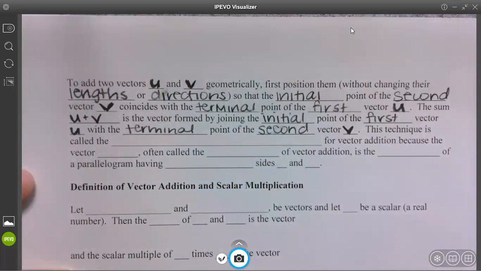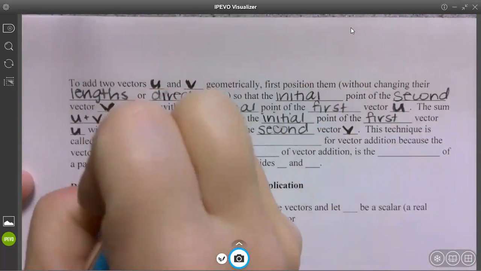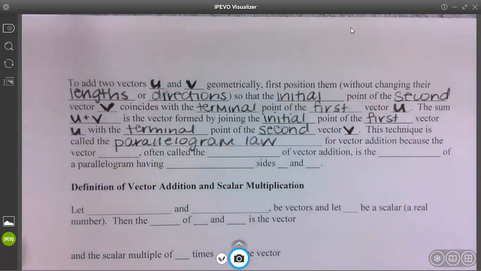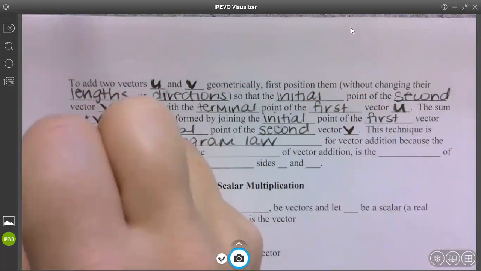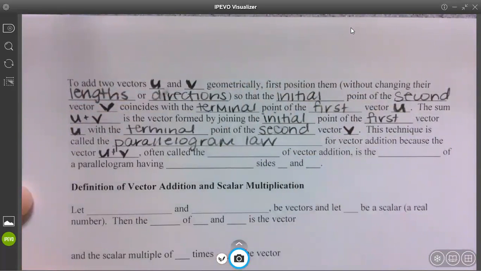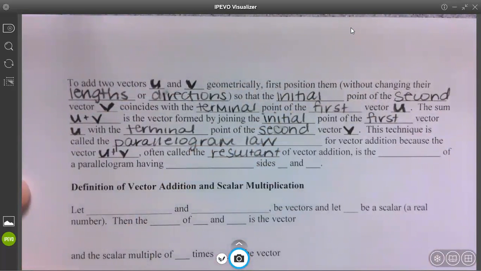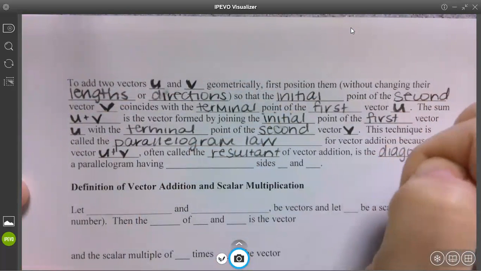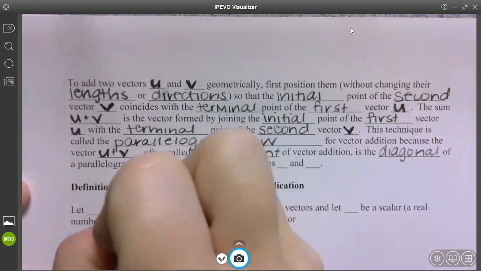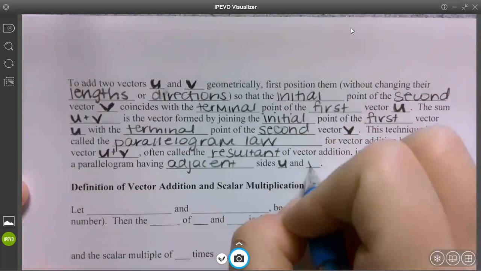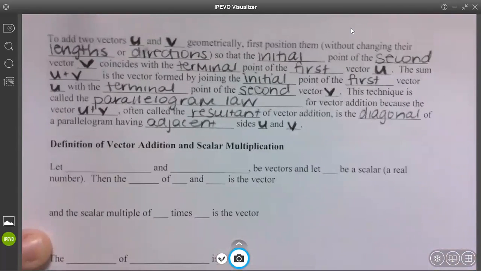This technique is called the parallelogram law for vector addition, because the vector u plus v, often called the resultant of vector addition, is the diagonal of a parallelogram having adjacent sides u and v. So the definition of vector addition and scalar multiplication.